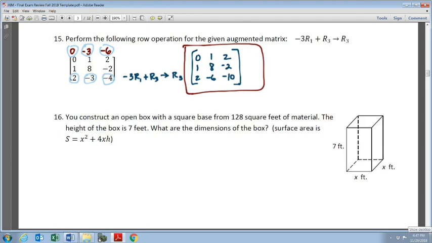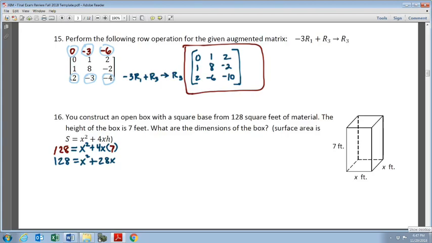On number 16, it says you construct an open box with a square base from 128 square feet of material. The height of the box is 7 feet. What are the dimensions of the box? So we've got this formula for the surface area, and we're just going to plug in the numbers. So S is for the area. That's 128. And then we'll plug in the height on the other side. And so we're going to get 128 equals x squared plus 28x.